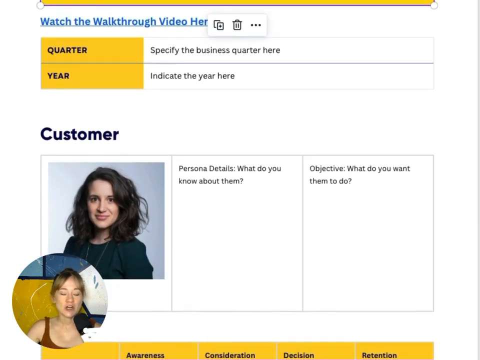Now, you want to start off with annual goals. That's the easiest place to start. You want to know where you want to be at the end of the year. But you don't need to plan that all out right now, do you? No, that's why we do quarterly marketing plans. So set up your annual goals first.